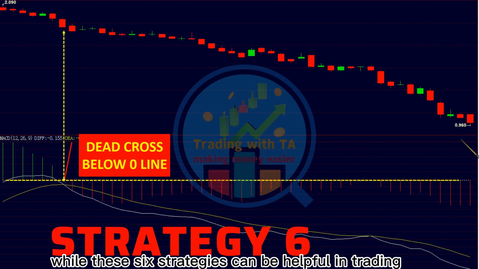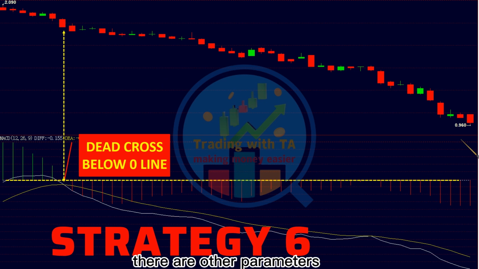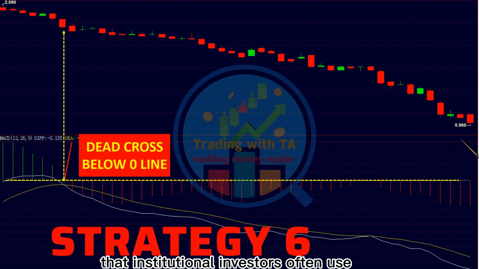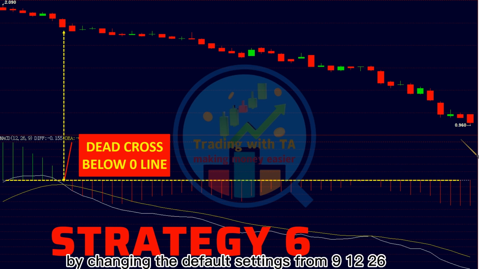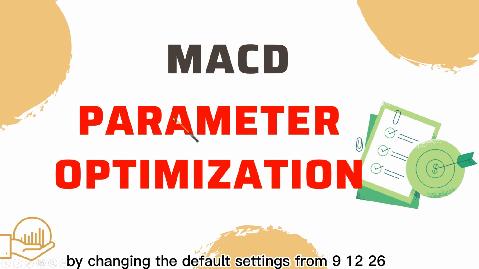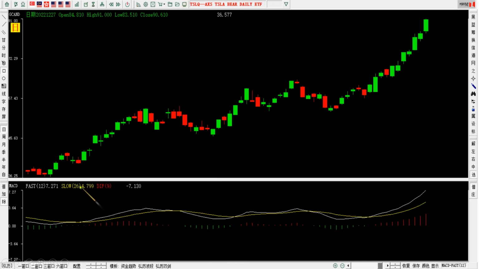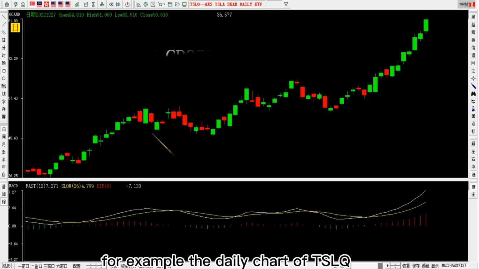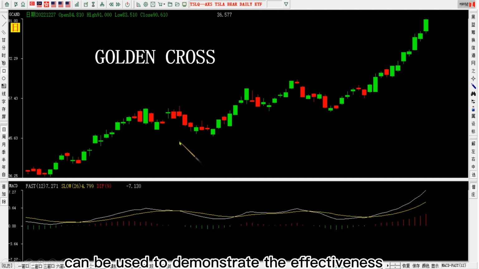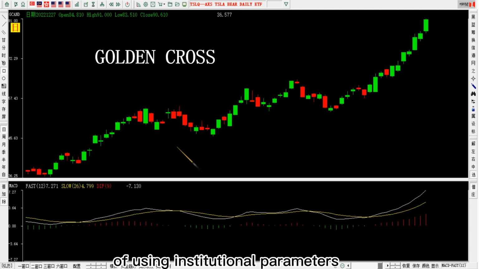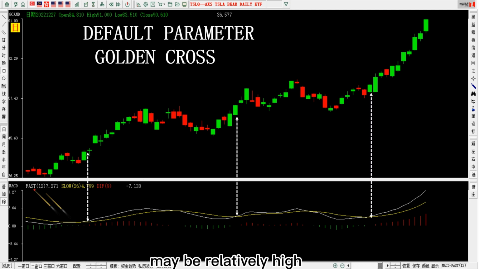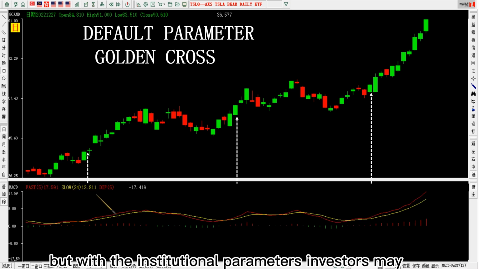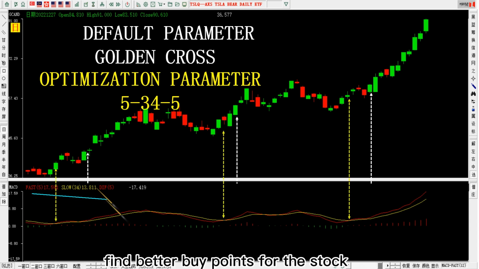While these 6 strategies can be helpful in trading, there are other parameters that institutional investors often use to make their MACD analysis more efficient. By changing the default settings from 9, 12, and 26 to 5, 34, and 5, investors may be able to find better buy and sell points in the market. For example, the daily chart of TSLQ can be used to demonstrate the effectiveness of using institutional parameters. When using the default parameters, the buy point may be relatively high, but with the institutional parameters, investors may find better buy points for the stock.